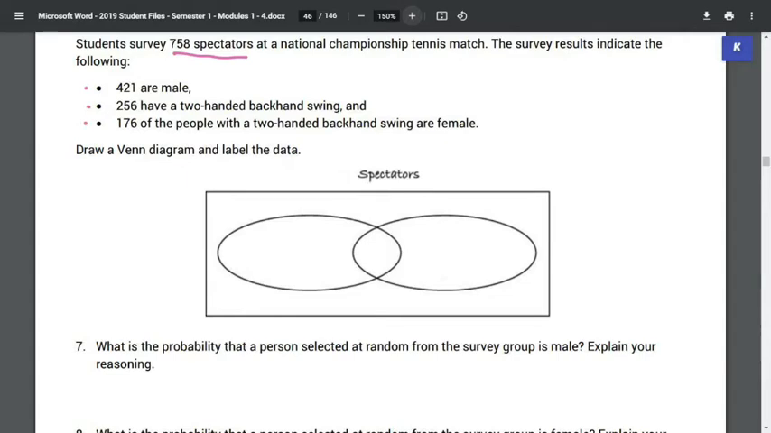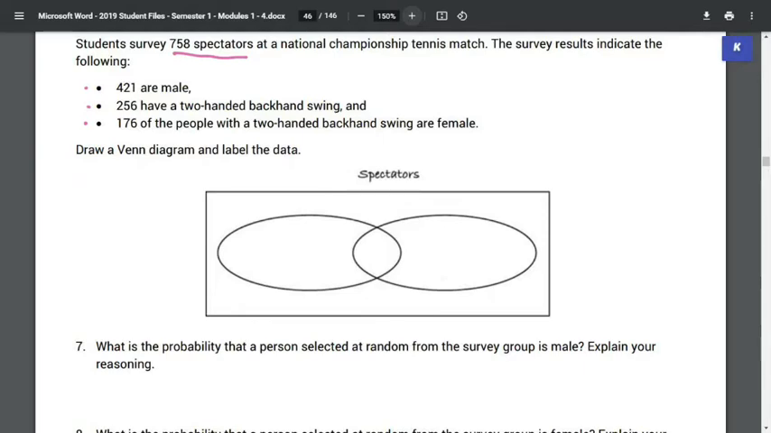So what we have to do is draw a Venn diagram. There we have it there, and label our data. So the most important thing when it comes to creating a Venn diagram is labeling the names of each of these two circles. If we mess that part up, then we are going to get the entire Venn diagram wrong, and all of our data is going to be off.